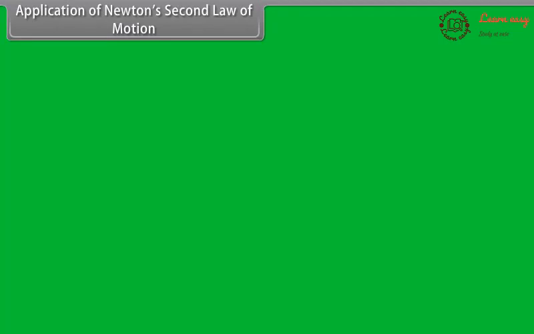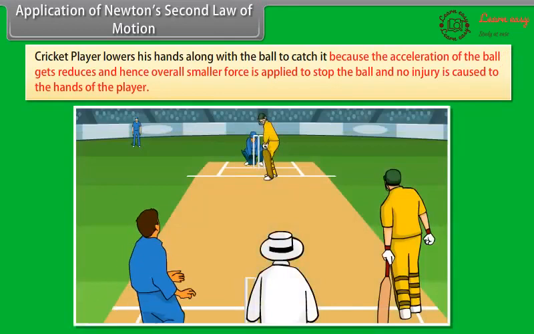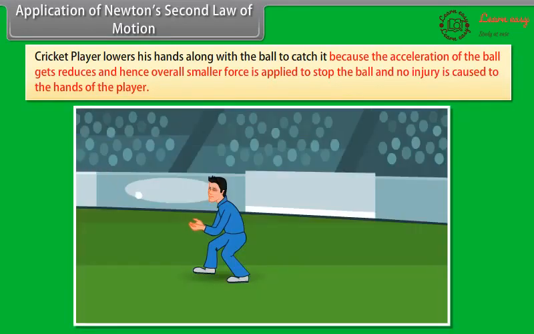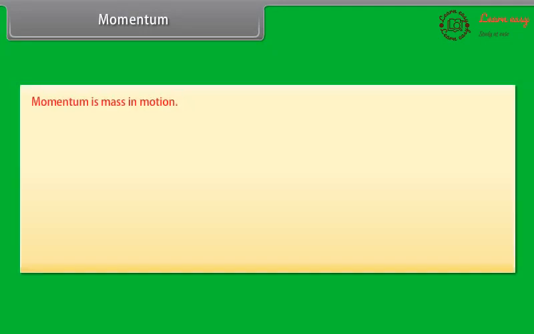Application of Newton's second law of motion. Cricket player lowers his hands along with the ball to catch it because the acceleration of the ball gets reduced and hence overall smaller force is applied to stop the ball and no injury is caused to the hands of the player. Momentum. Momentum is mass in motion.